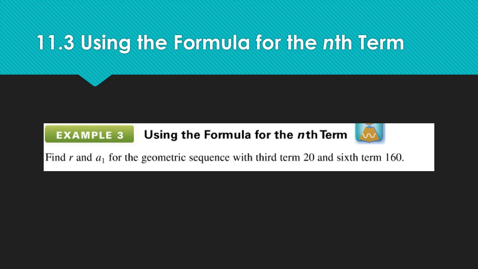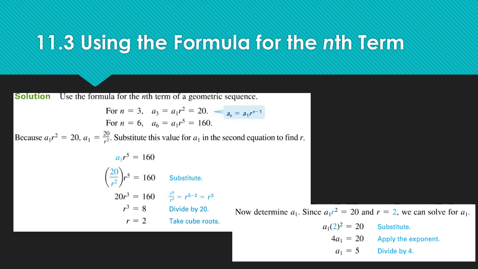Now you're going to find r and a sub 1 when you know the third term and the sixth term. Use your formulas, pause the recording, give it a try, and resume to check your answer. So for n equals 3, we know that 20, which is our third term, we get by doing a sub 1 times r squared. And we get our sixth term, which is 160, by a sub 1 times r to the 5th.